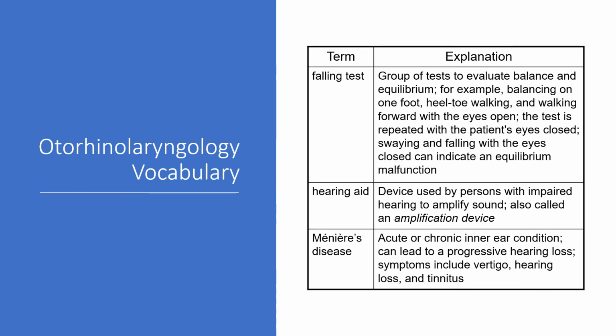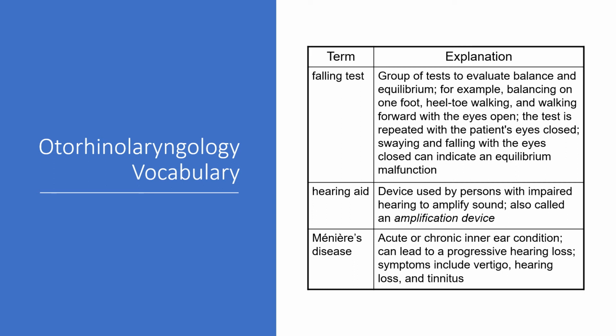A falling test is a group of tests to evaluate balance and equilibrium. For example, balance on one foot, heel to toe walking, walking forward with the eyes closed. The test is repeated with the patient's eyes closed, swaying, and falling with the eyes closed can indicate an equilibrium malfunction. A hearing aid is a device used by persons with impaired hearing to amplify sound. It's also called an amplification device.